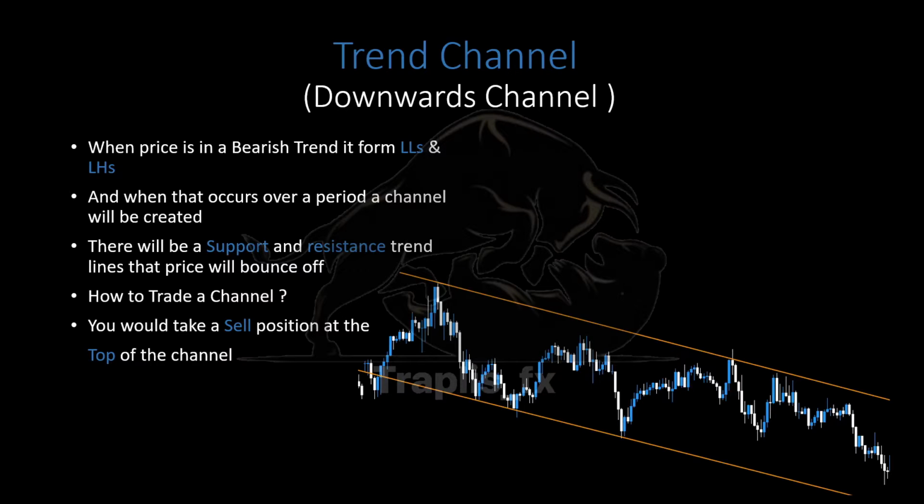So what I'm saying is this: we know that we're creating lower highs and lower lows. So if we create this lower high, that means we have to create a new lower low to keep moving down. And if we create this lower low, that means we have to create the new lower high, so price can keep moving down also, right? So that's the whole idea of a downwards channel or a bearish channel. Okay.